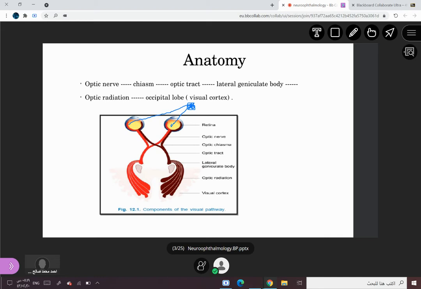Let's take another example. Okay, let's take another example. So this object. Okay, sorry. So let's take this object.